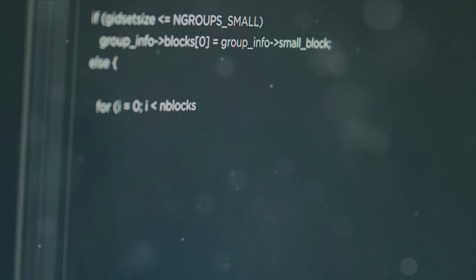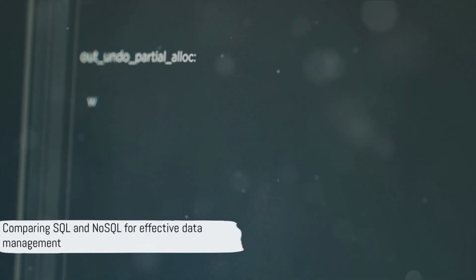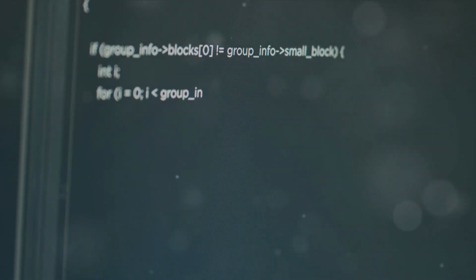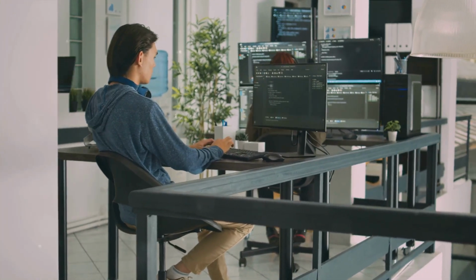Ever pondered the difference between SQL and NoSQL? Or perhaps wondered which one is more efficient for data management? Contrasting these two powerful data management systems can shed some light on their unique strengths and how they can be utilized for different purposes. SQL, or Structured Query Language, has been the standard for managing relational databases for decades.